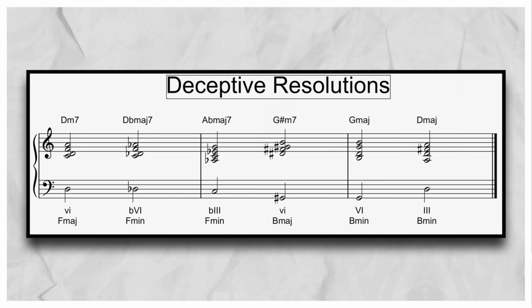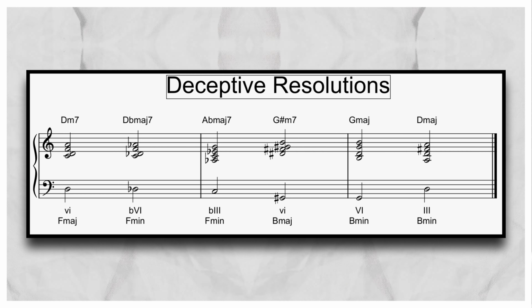In the other group, we have our deceptive cadences, which are D minor, D flat major, and A flat major. G sharp minor, G major, and D major. All in all, we have 6 chords that can each reasonably resolve to 10 other chords, because in one way or another they're connected by a tritone.